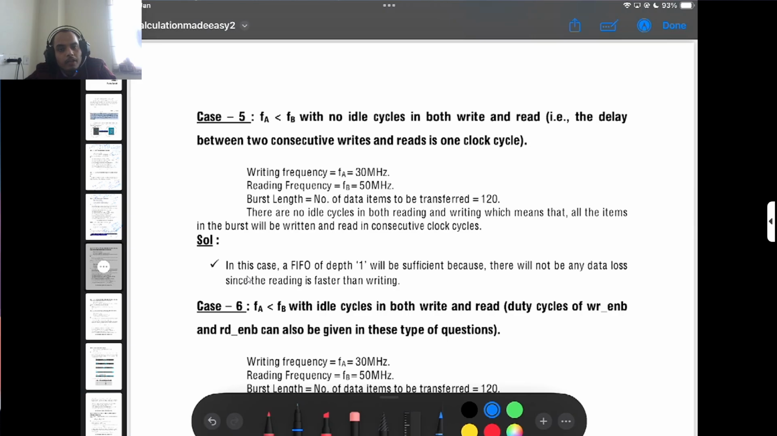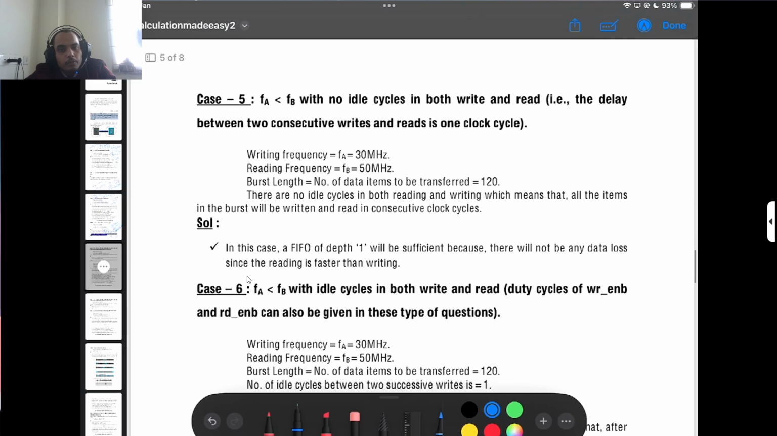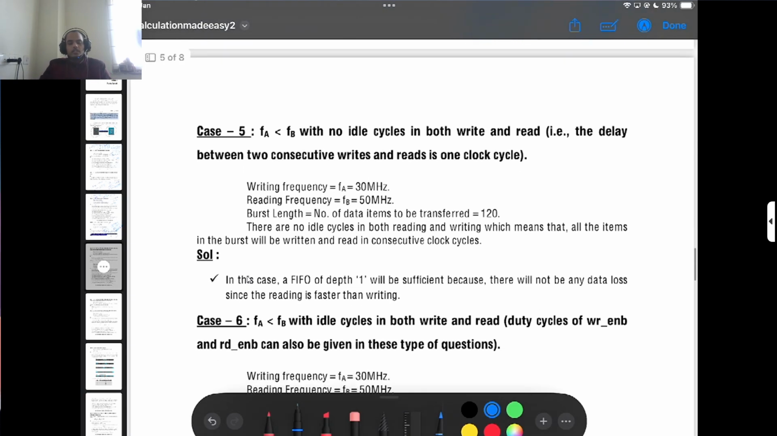Writing frequency FA equals 30 megahertz and reading frequency FB equals 50 megahertz. Burst length, the number of data items to be transferred, is 120. There are no idle cycles in both reading and writing, which means that all items in the burst will be written and read in consecutive clock cycles. In this case, a FIFO of depth 1 will be sufficient because there will not be any data loss since the reading is faster than writing. So here there is no problem.